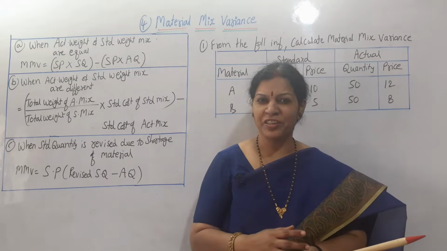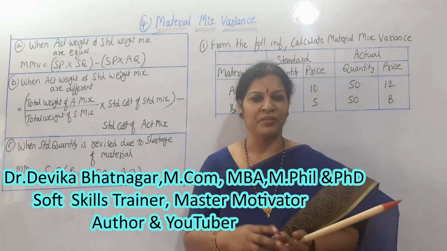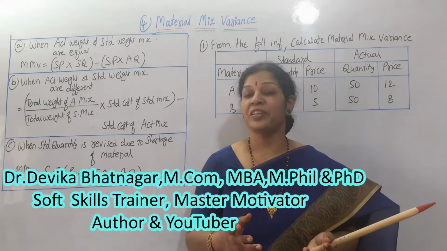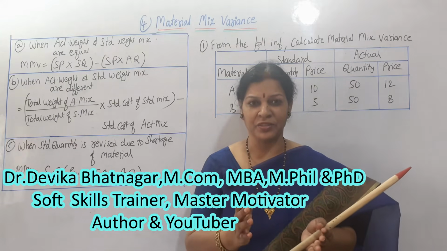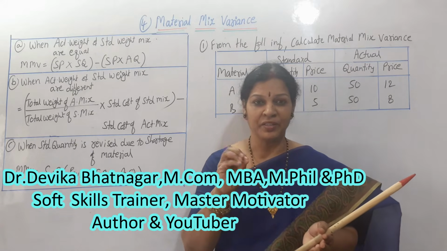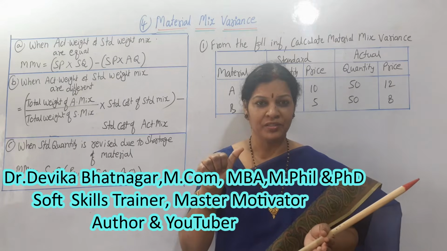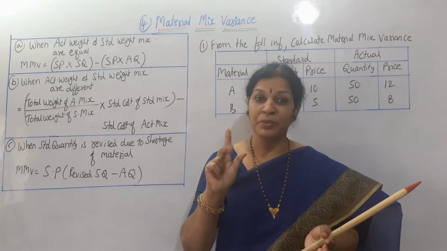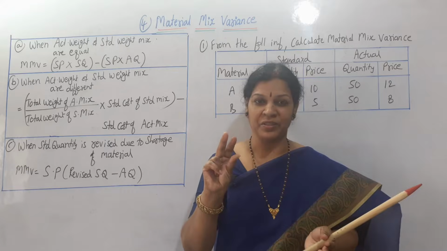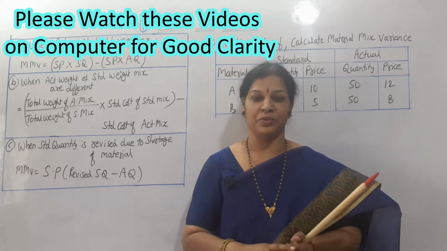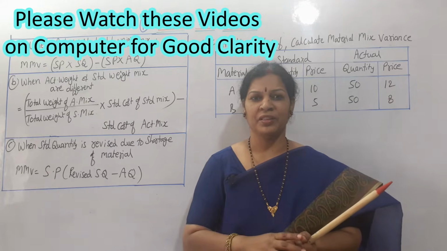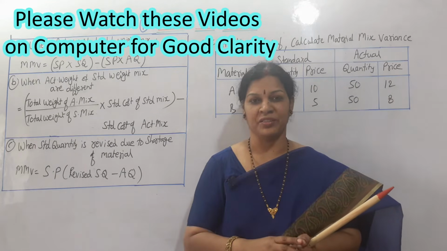So in managerial accounting or management accounting, we are discussing standard costing and variance analysis. Part of that, material variances we are discussing. Material variances are 5. Material cost, material price, material usage. These 3 we have seen. Now today 4th one, that is material mix variance we are going to see. Then after that, material yield variance.